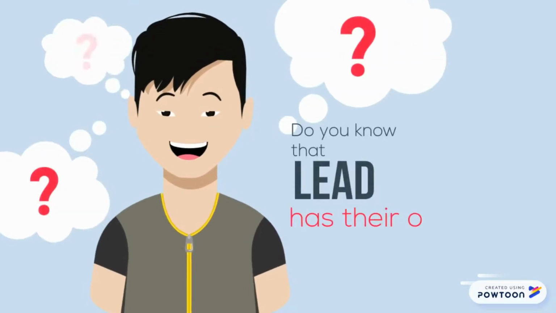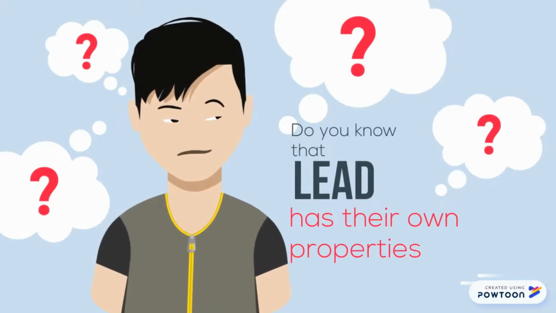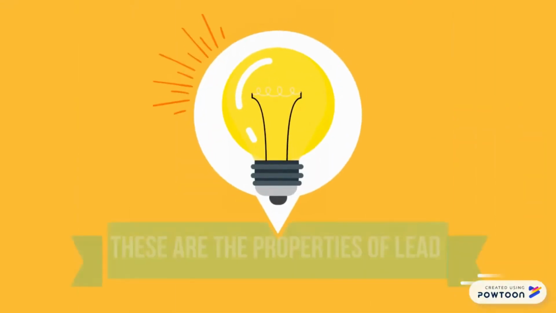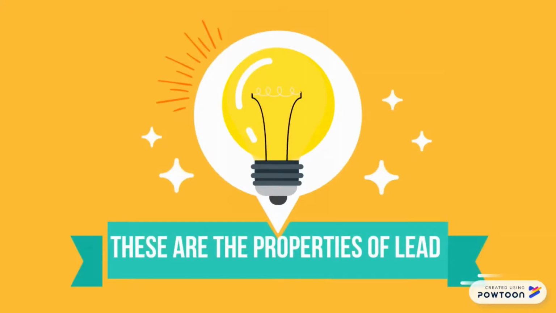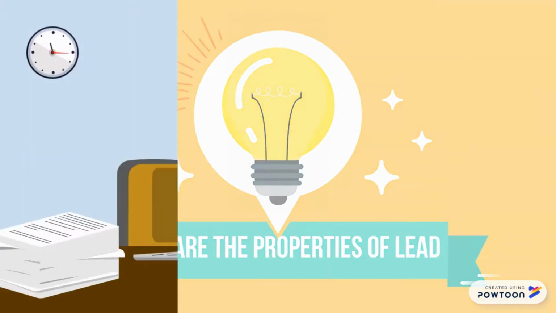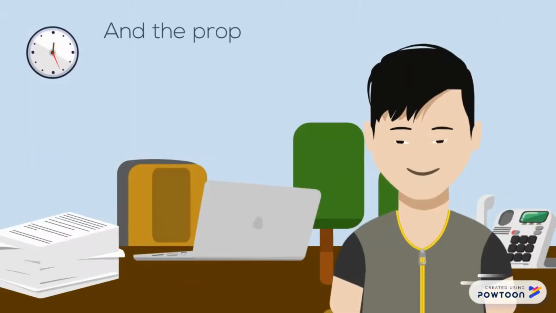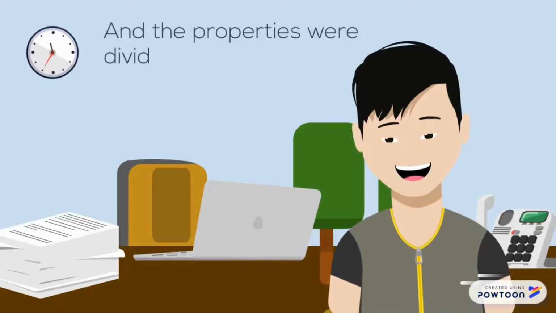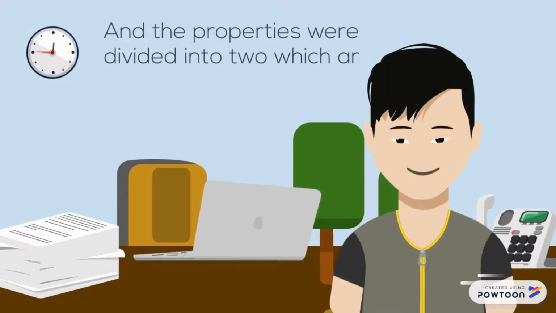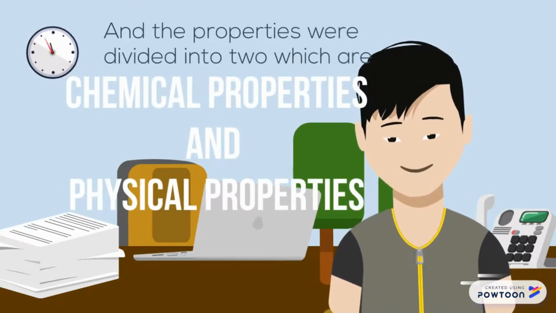Lead has its own properties. So what are the properties of lead? The properties of lead are divided into two parts, which are the chemical properties and the physical properties.